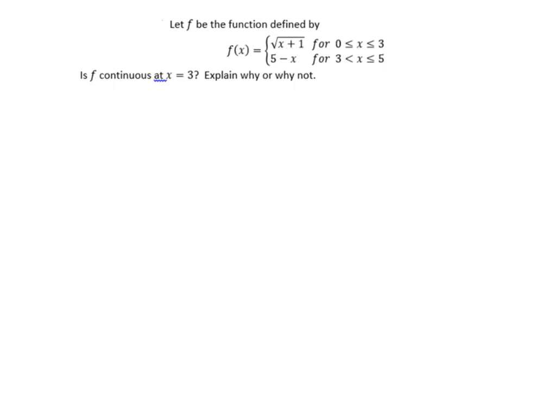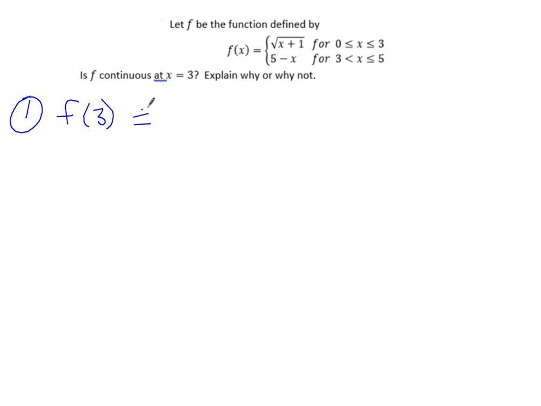Here we're looking at whether or not f is continuous at x equals 3. So, in order to figure out if f is continuous at x equals 3, we need to use the definition of continuity. The first part of the definition of continuity says that f of c, or in this case f of 3, has to exist.